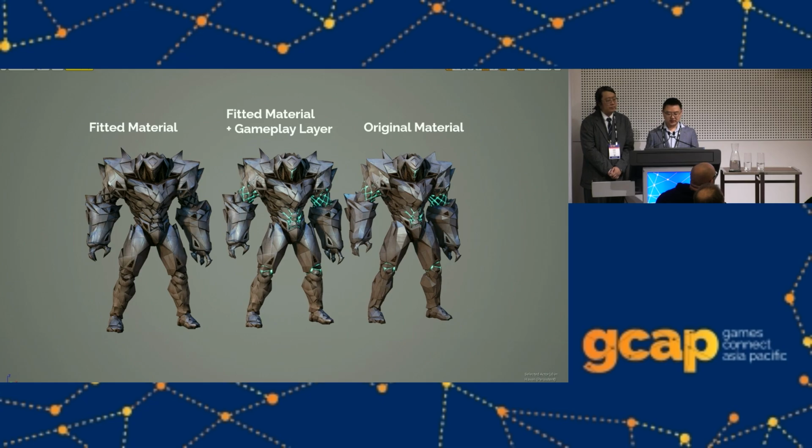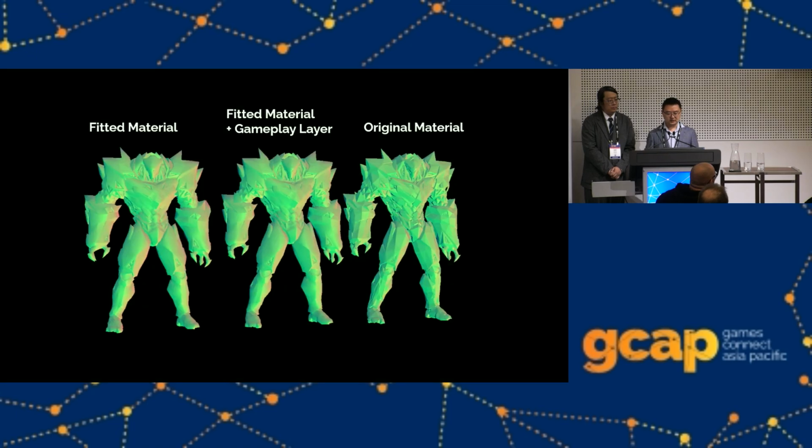The blue gameplay effect logically resembles the indicators on Ultraman's chest. This gameplay effect is not involved in the fitting process, but is overlaid during runtime. This is a comparison of the normal involved in the shading calculation. To reduce computational cost, we only use vertex normal for the fitted material.